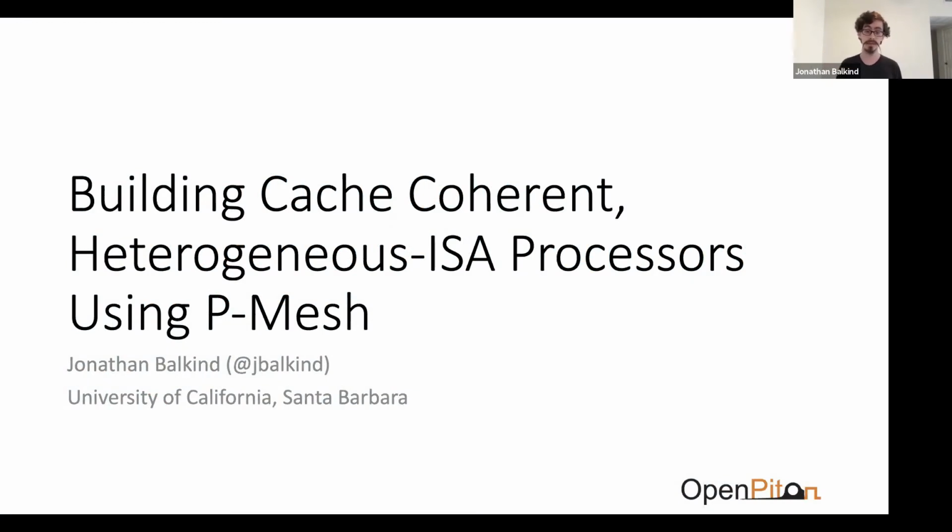My name is Jonathan Balkind. I am a new assistant professor at the University of California, Santa Barbara. I'm a professor of computer science, and in particular, computer architecture.